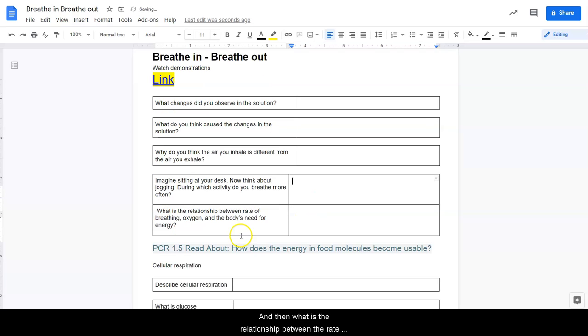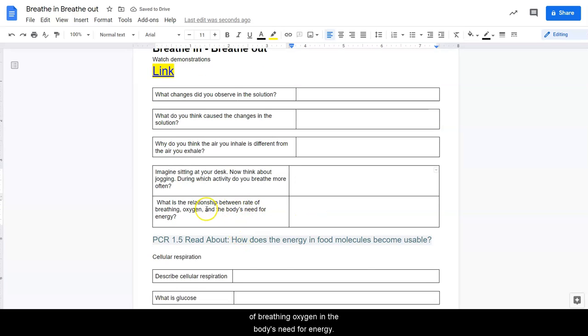And then what is the relationship between the rate of breathing, oxygen, and the body's need for energy? So the relationship would be when you need more oxygen, you need more energy, you breathe faster. When your body does not need as much energy, you tend to breathe slower.